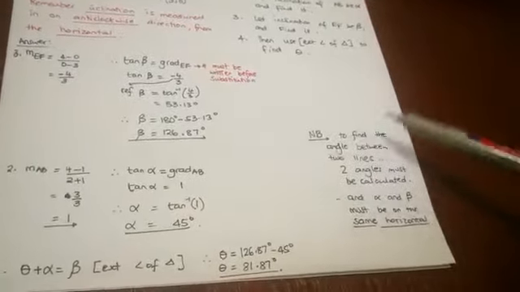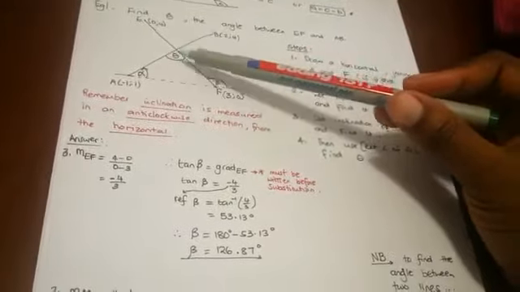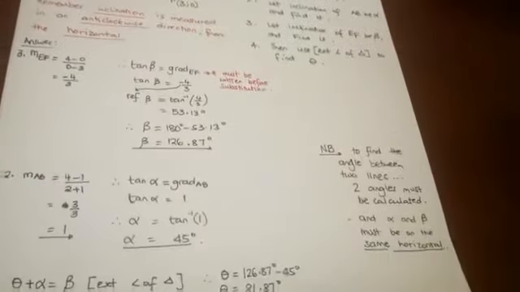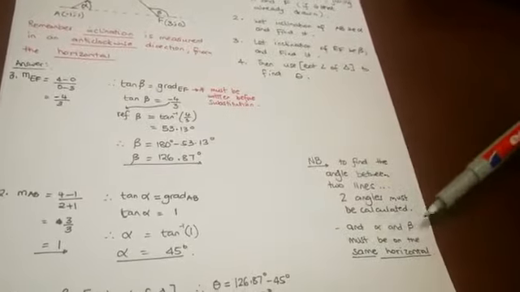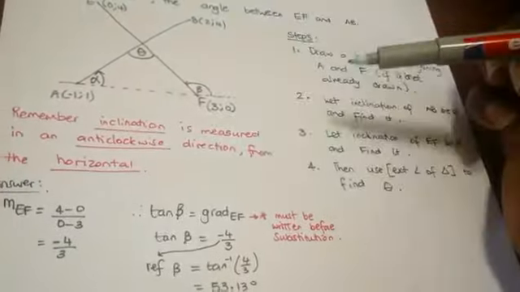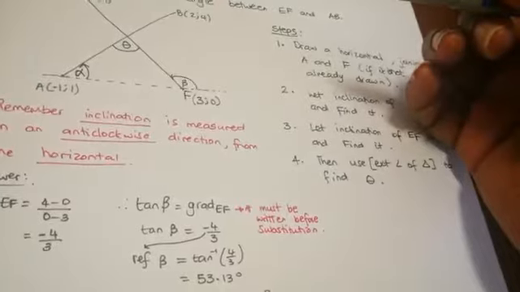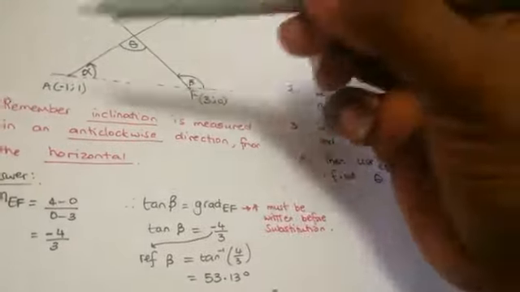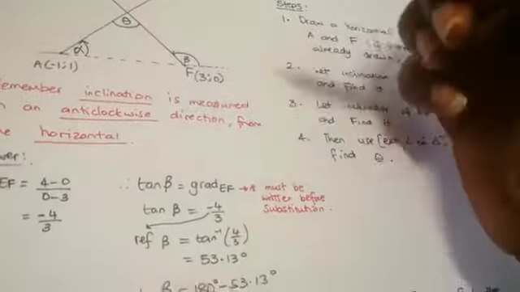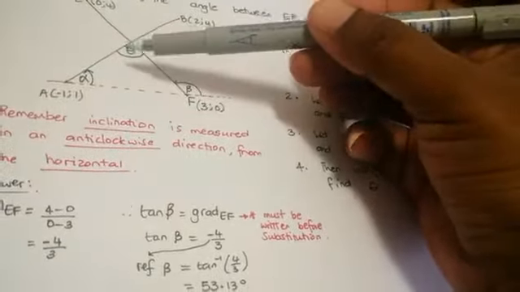Now, something that you need to remember all the time is that whenever you're asked to find the angle between two lines, there are two angles that you always have to calculate, and beta and alpha must always be on the same horizontal. Alpha and beta will be different, but both of them can be obtuse, and both of them can be acute. They will be different, and they will allow you to do the subtraction to find theta.